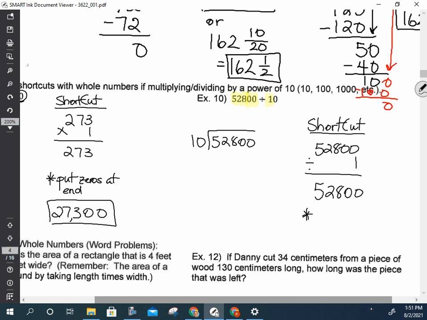So this time, instead of putting zeros at the end, we're going to take zeros off of the number. Take zeros off of the answer. So notice that we have 1 0 left. We have a 0 at the end. So we're going to take that 1 0 off.